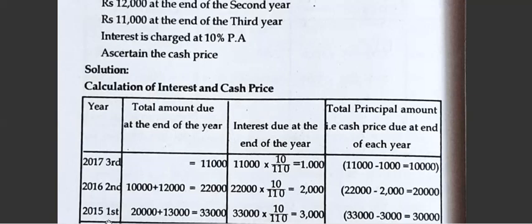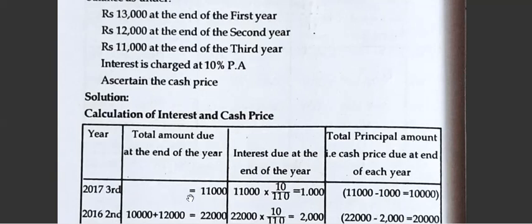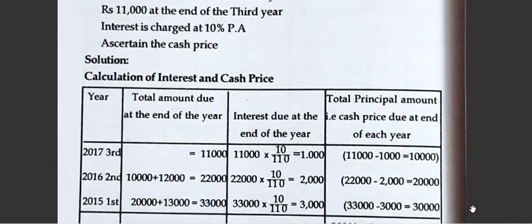Again, 2015, first year: 20,000 bring here, plus the first year's 13,000. So 20,000 plus 13,000, it is 33,000. Now 33,000 into 10 by 110, you will get 3,000. Now 33,000 minus 3,000, you will get 30,000.